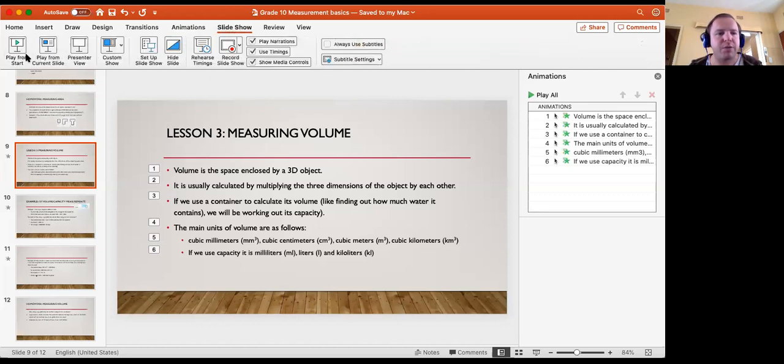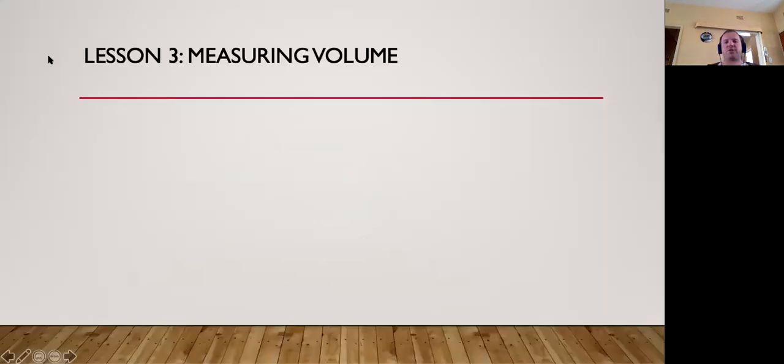Now, we've already talked about the other measurements we've dealt with, length and area. Remember, length was the distance between 2 points and area was simply the space enclosed by a 2D object. Volume is basically an extension of all of that, which is a 3D object in this case. So we're talking about the space enclosed by a 3D object.